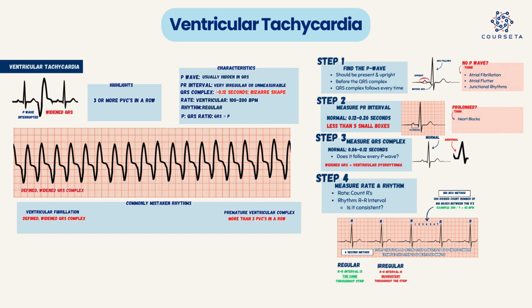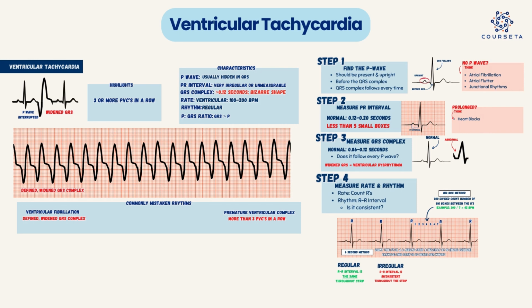So let's go through those steps. Step number 1, find the P wave. Absolutely no P waves in this example. So step number 2 is also eliminated. Step number 3, measure the QRS complex. Well, if you measure that QRS complex, it's widened. It's greater than those 3 small boxes. So once again, that's how you easily identify it's a ventricular arrhythmia. So in this case, we do have that.